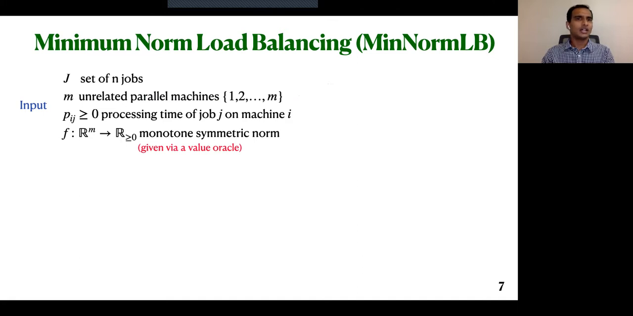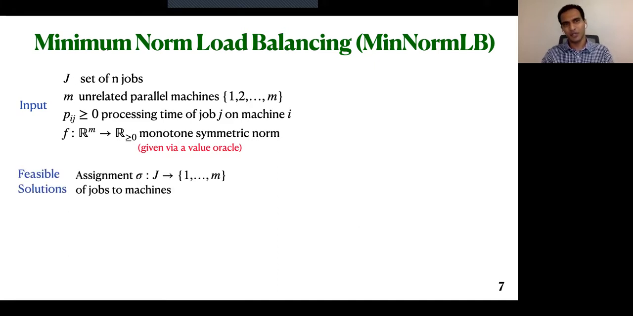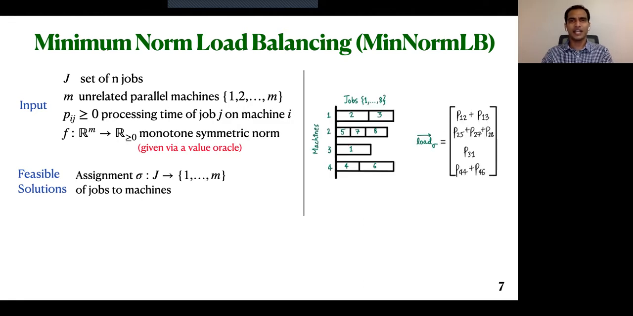I'll now formally describe the main problem that we consider in this work. It's called minimum norm load balancing. We have a set of n jobs that need to be processed on exactly one of m unrelated machines. The processing time of a job j on machine i is p_ij. We are also given a monotone symmetric norm f, via value oracle. Feasible solutions to this problem can be represented as an assignment function from jobs to machines. On the right, you can see a diagram that shows 8 jobs assigned to 4 machines in a certain fashion.